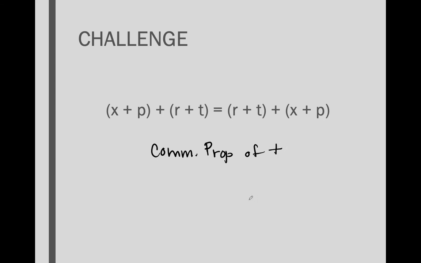This one is a little bit tricky because with all of the parentheses, you might think it's the associative property because we group things with parentheses. However, if you notice, the grouping, what's in parentheses, has not changed. What has changed is the order of those groups. So that is the commutative property of addition.